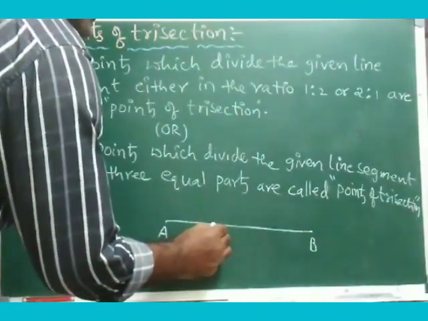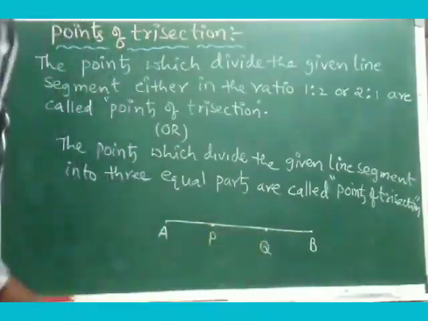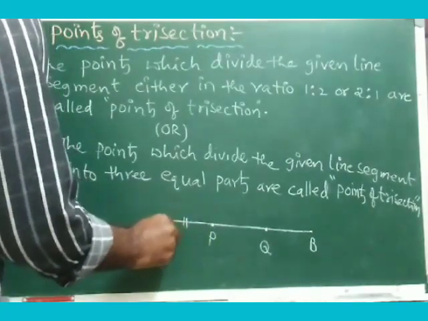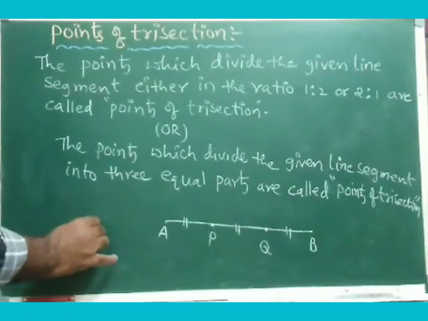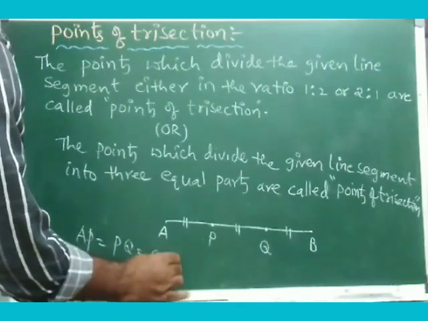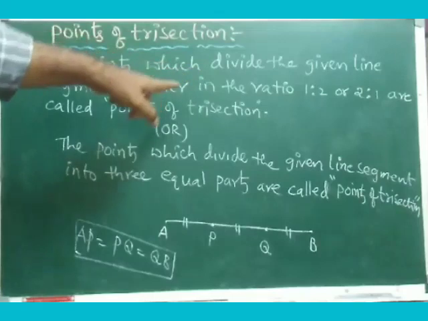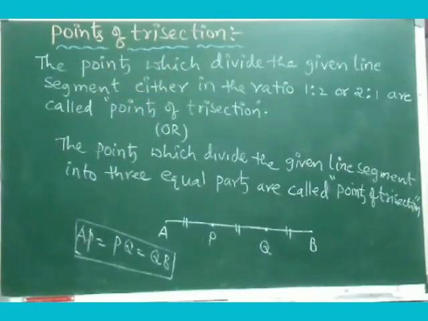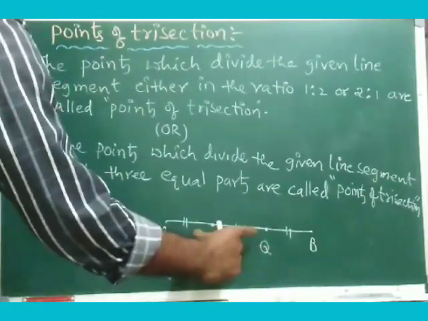Now listen here, these are the 2 points P, Q, such that AP is equal to PQ is equal to QB. I mean, the 3 parts are equal here. Now look here: the points which divide the line segment either in the ratio 1:2 or 2:1 are known as points of trisection. Coming to here, P and Q are inside AB.